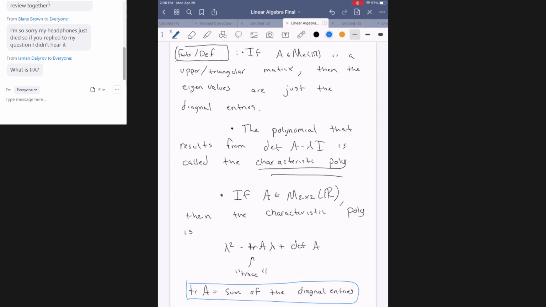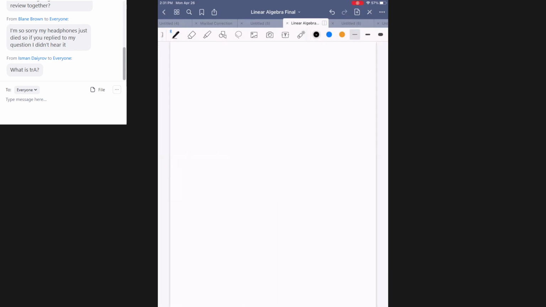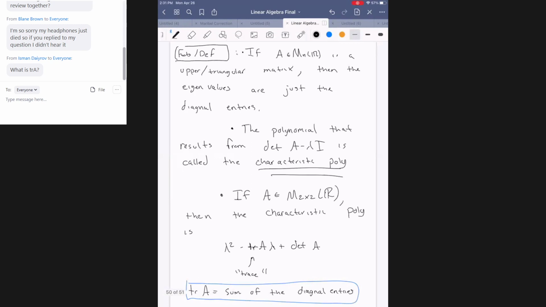Who cares about all that? It's literally just more busy work that I don't really care about. The more important thing is this. Now that we have these things, now you know how to compute the eigenvalues and eigenvectors of matrices. Let's talk about more important things about them.